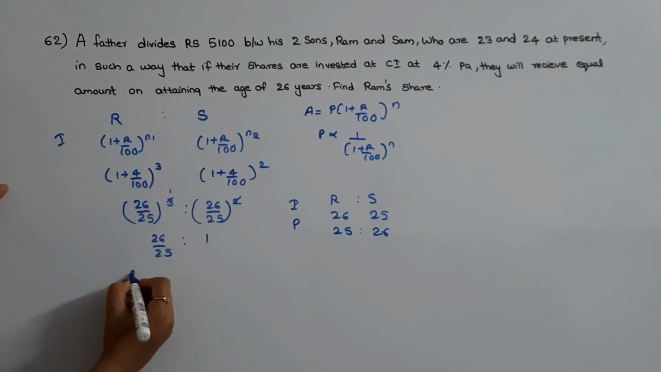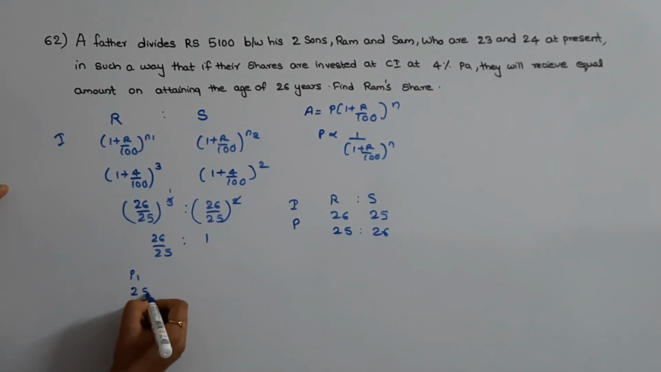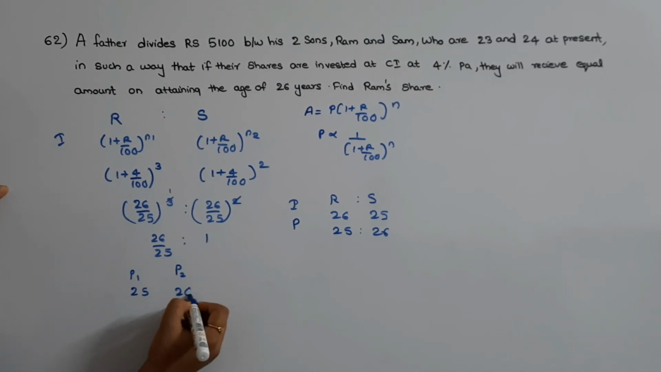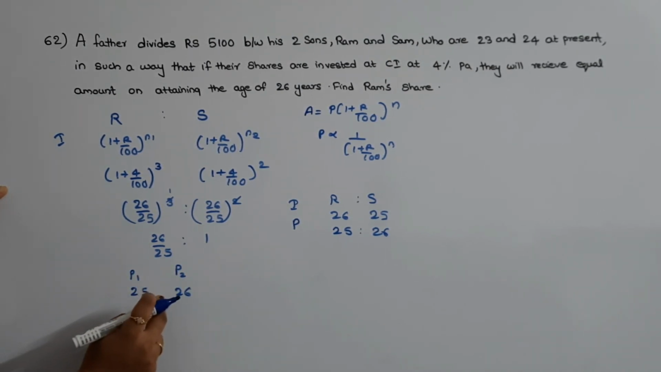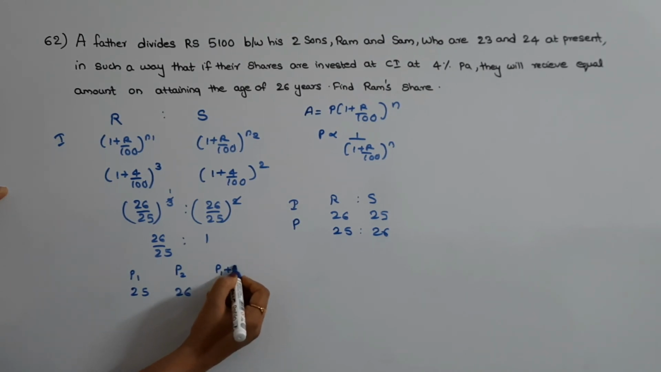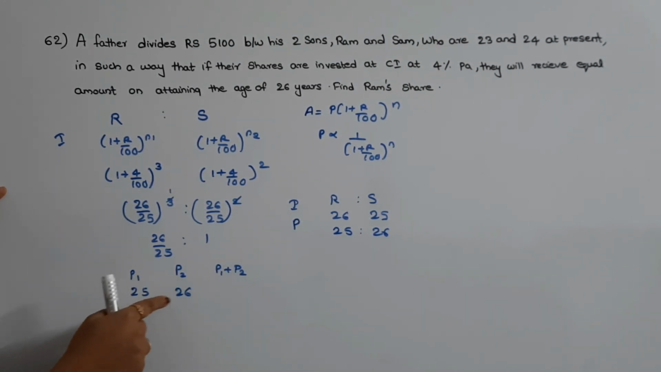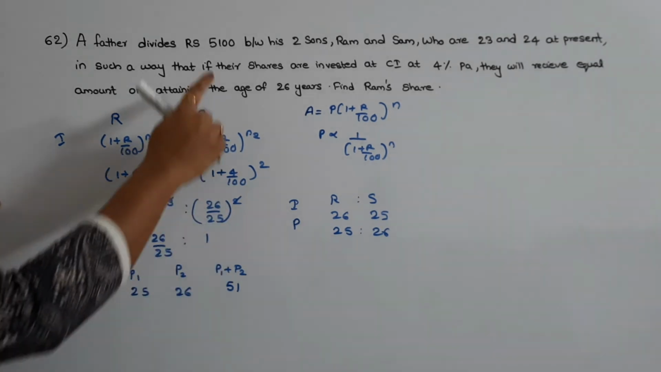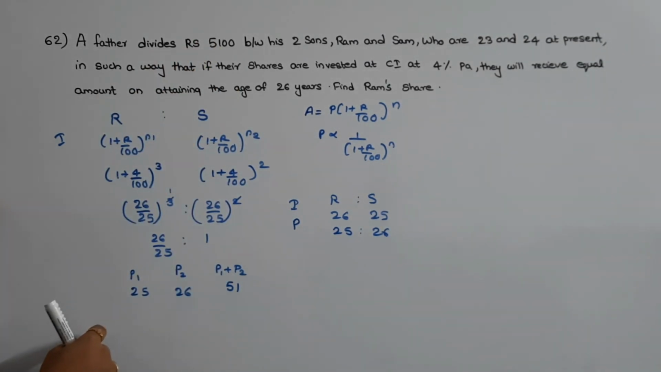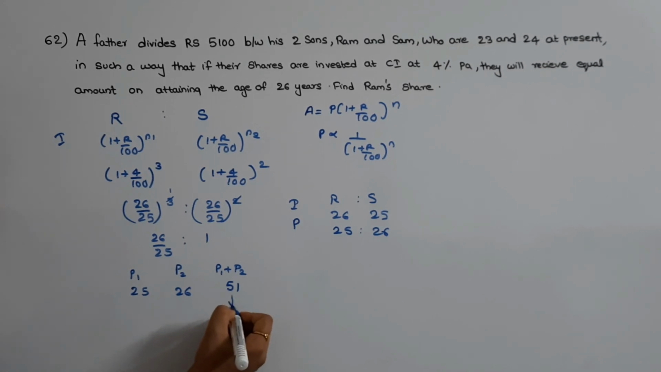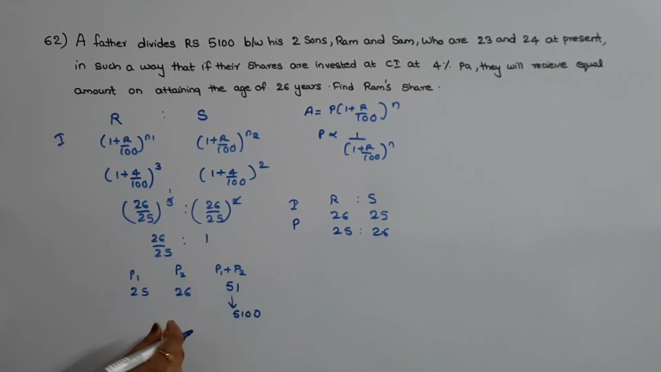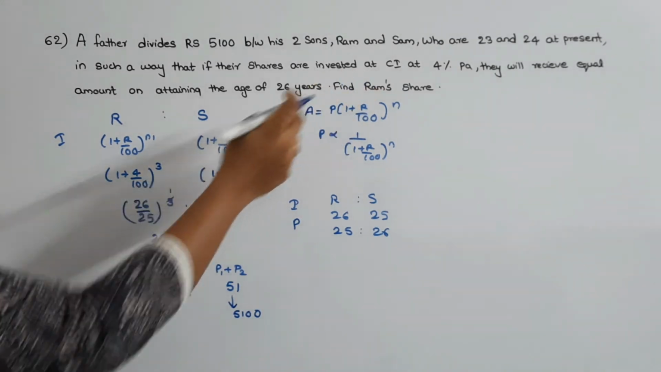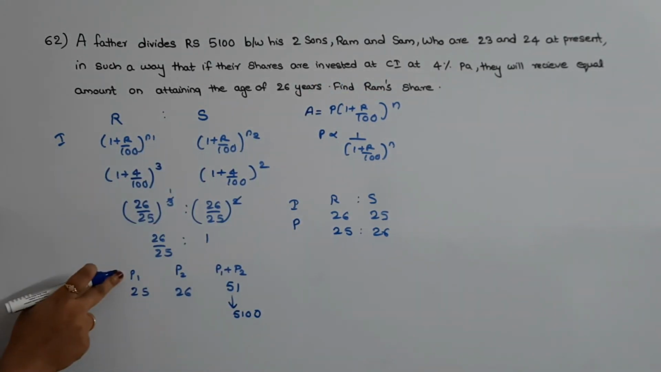Now if P1 is 25 and P2 is 26, or the principal ratio is 25 is to 26, what will be the sum of the ratio of principals? That is 25 plus 26, that is 51. Now, in the question, the total principal is given as 5100, which means this 51 is written as 5100. Then, we need to find out the share of Ram, which means we need to find out the principal in the first case. So we need to find out P1.